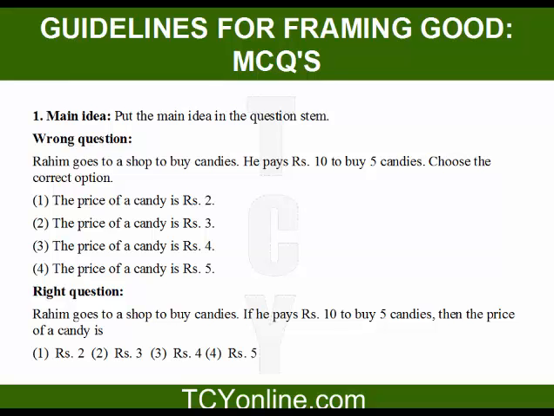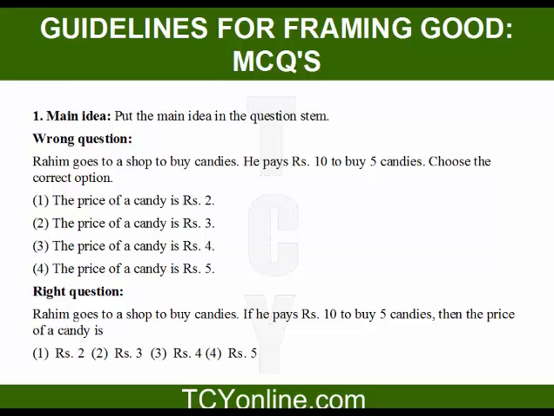The question: Rahim goes to a shop to buy candies. He pays rupees 10 to buy 5 candies. Choose the correct option. Option 1. The price of a candy is rupees 2. Option 2. The price of a candy is rupees 3. Option 3. The price of a candy is rupees 4. Option 4. The price of a candy is rupees 5.